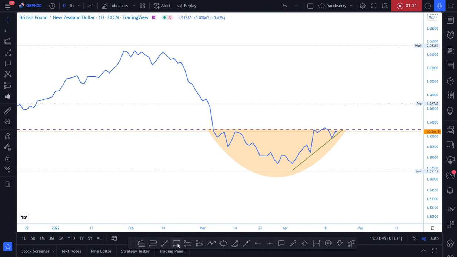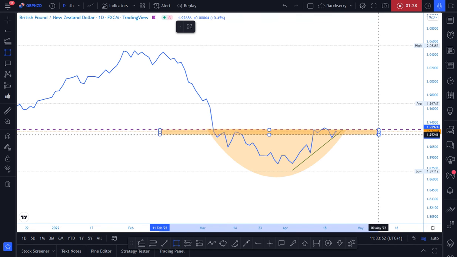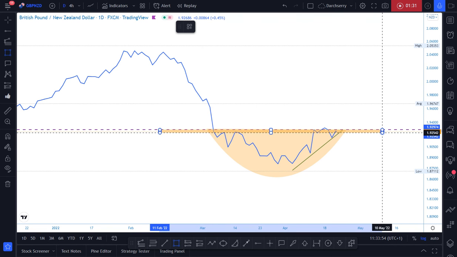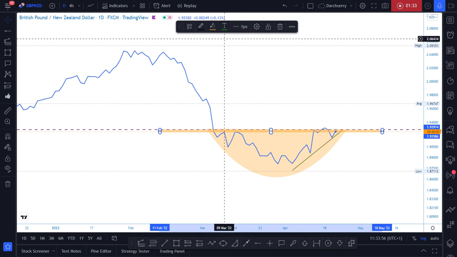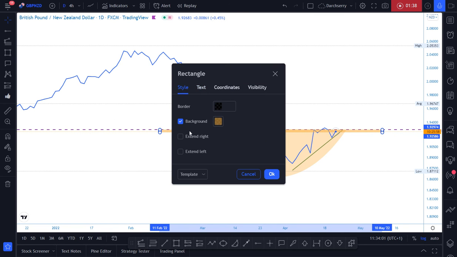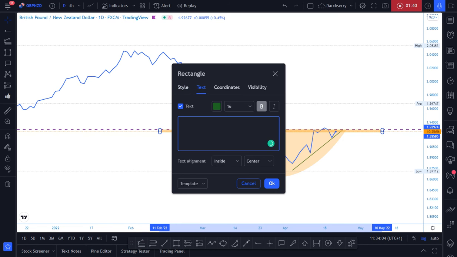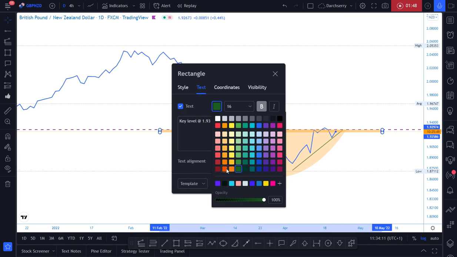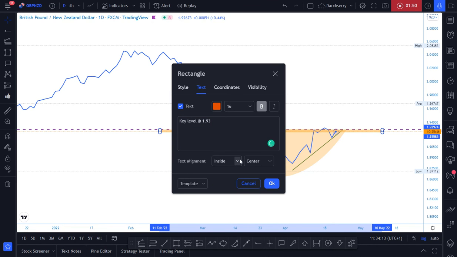So allow me to spool my line chart. So we have our key level here, and we shall be looking for a breakout of this key level. Allow me to mark the key level at 1.93 and place it right at the top, and the left hand side will be better.